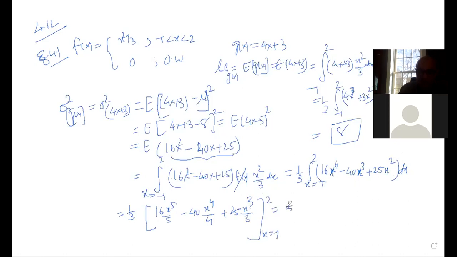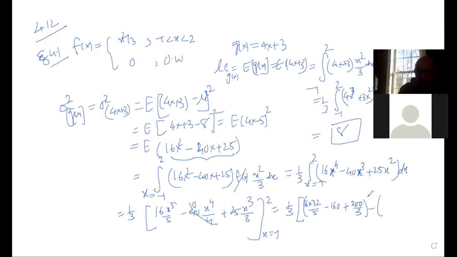Again, use the second fundamental theorem of calculus: replace all x's by the upper limit and then the lower limit, with a negative sign in between. 2 to the power 5 is 32, so 16 multiplied by 32 divided by 5, minus 40 over 4, so here you get 10 times 16, that is 160, plus 8 multiplied by 25, that is 200 divided by 3.